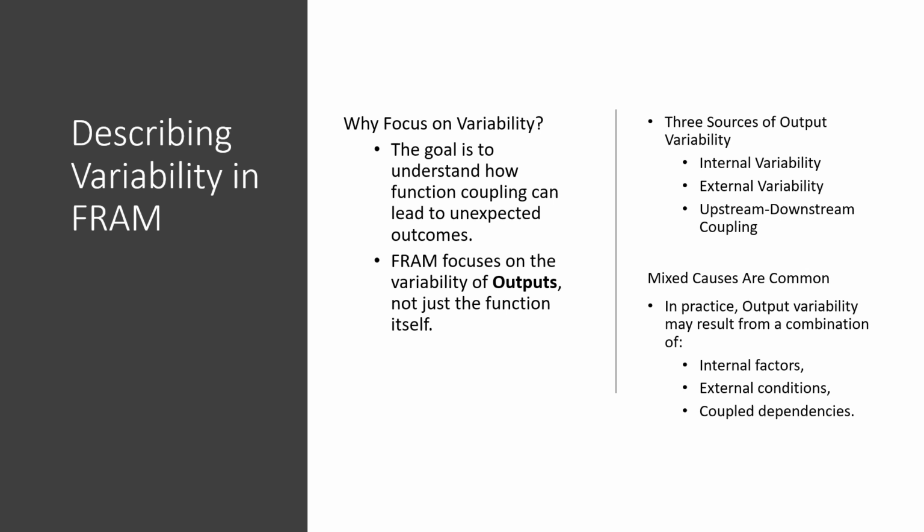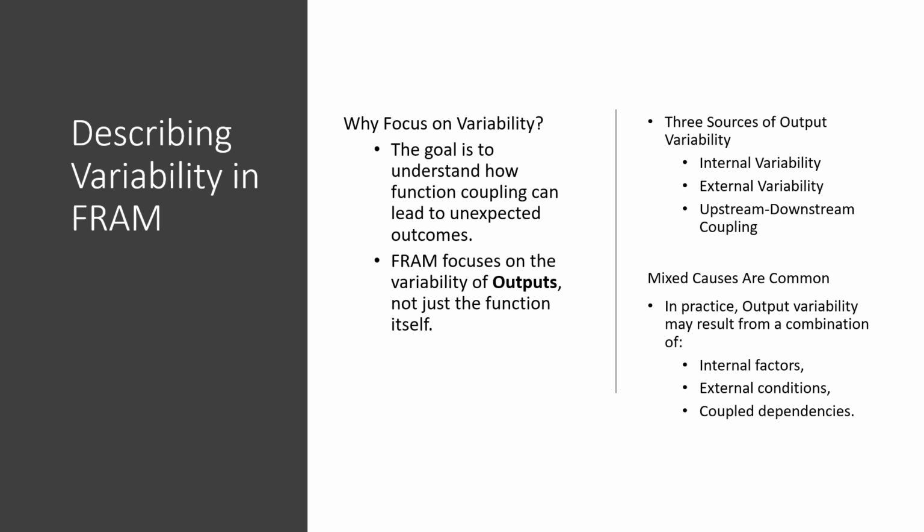Focusing on outputs alone helps us control the complexity in the surface area of the variabilities we will need to consider. If a function varies, but its output doesn't, the variability is considered non-impactful. If the output varies, the function's variability becomes significant to examine. There are three sources of output variability. Internal variability. This comes from the inherent nature or design of the function itself. For example, a natural variation in how a person performs a task.